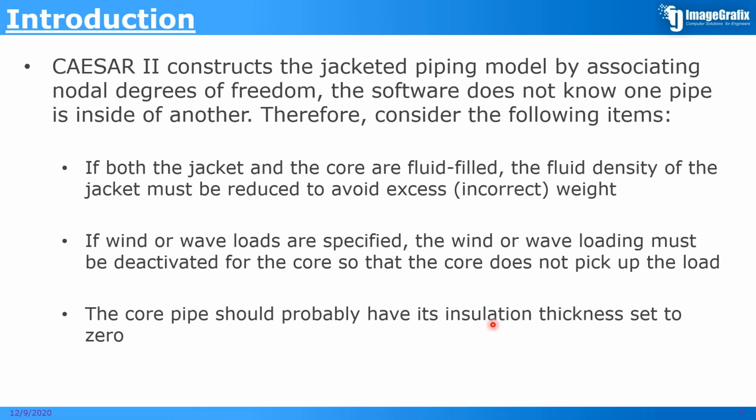Insulation thickness set as 0. Suppose there are some cases where there is some insulation given on the core piping; insulation cannot be taken into consideration. The thickness should be 0. Manually also we can make it as 0, and we can proceed for the analysis.